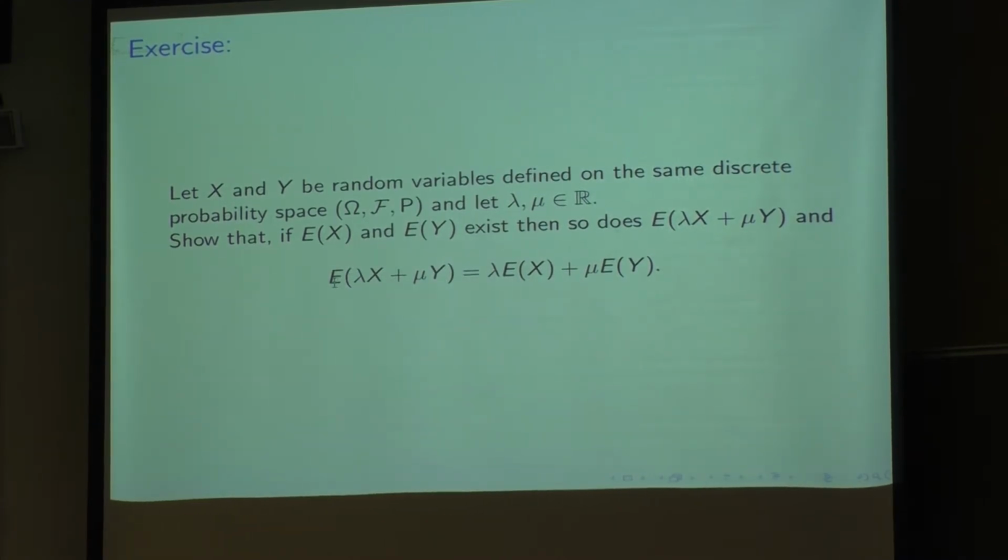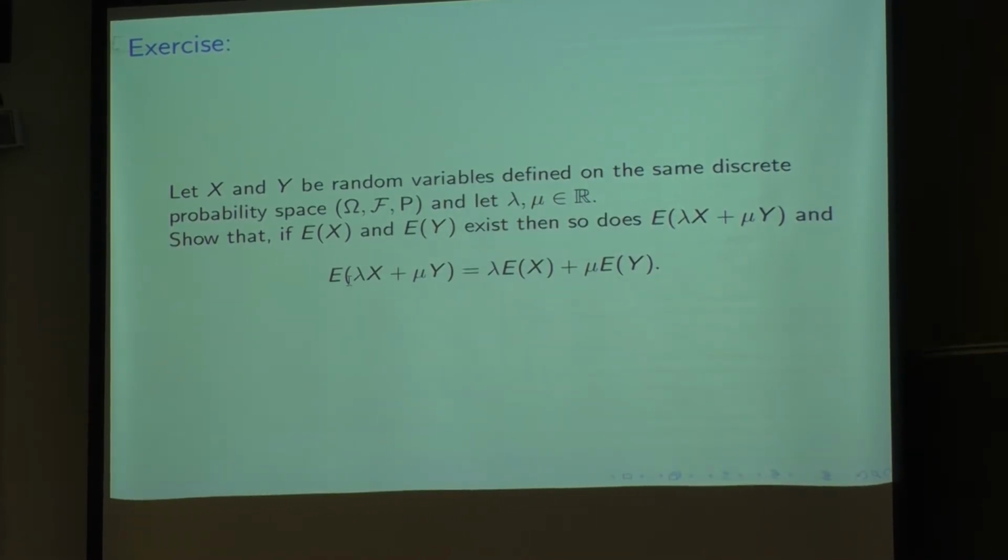You can ask yourself, what is the expected value of this new function on omega, this new random variable, and you're going to get this. So let's read this in English. This is saying the expected value of a linear combination of 2 random variables is the linear combination of the expected values of the random variables. In other words, the expected value operation is a linear operation.